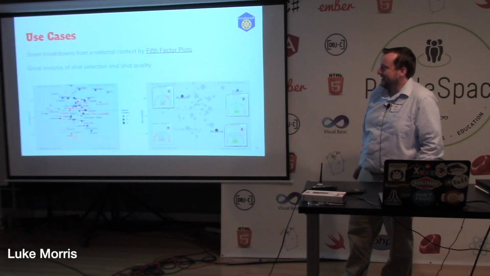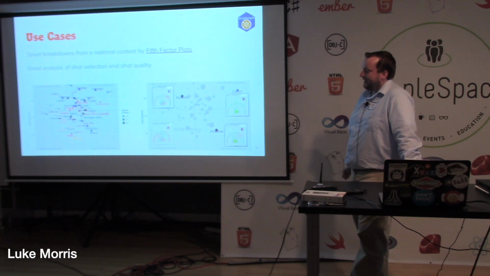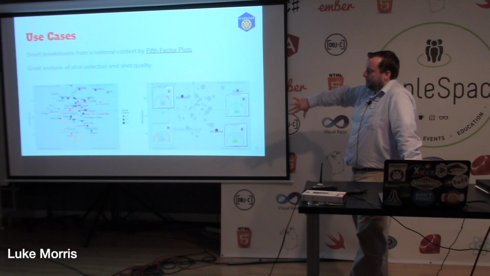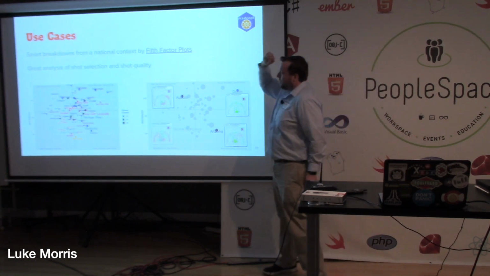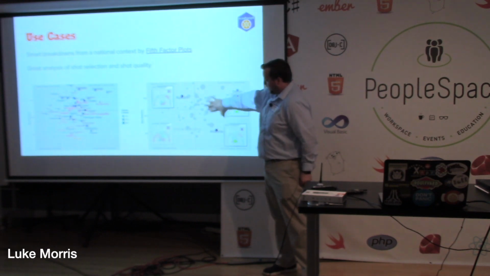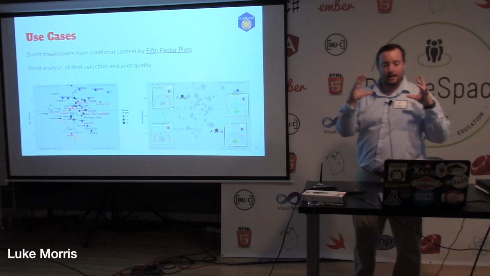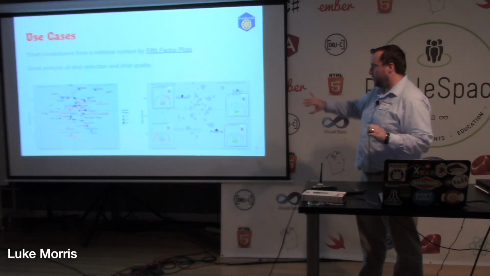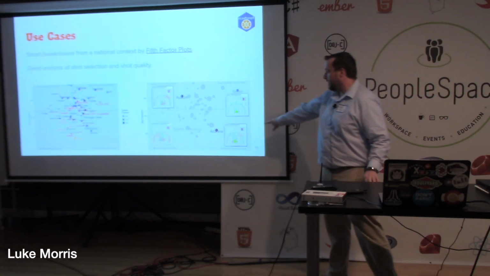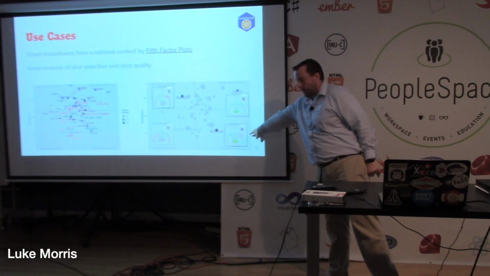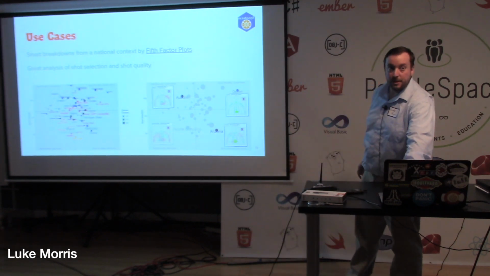Fifth factor plots. He does a lot of things looking at teams from a national context. A lot of what I like that he does is looking at how these teams are doing against the national average for shooting from such and such a position. So that's why you'll see green or red. It's like, are they doing better or worse than the average national team does from that spot?